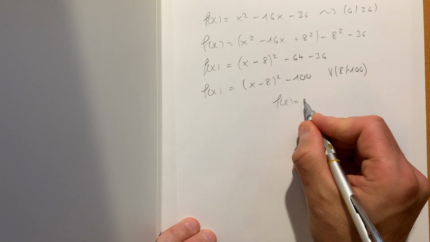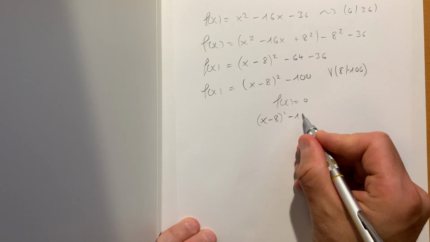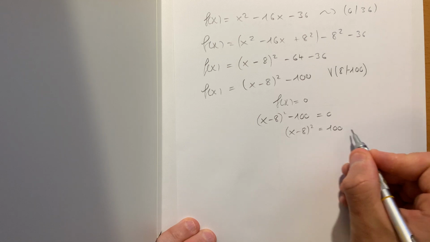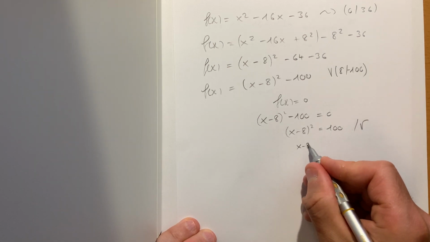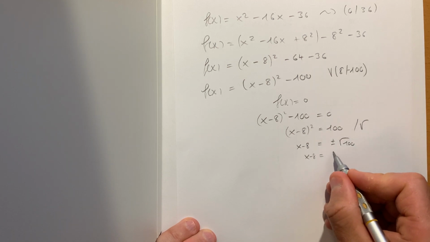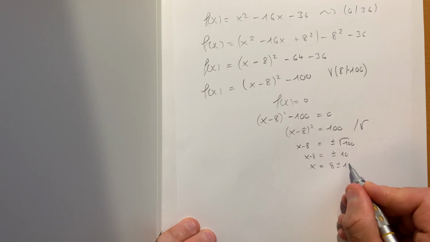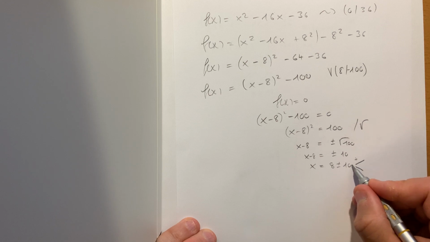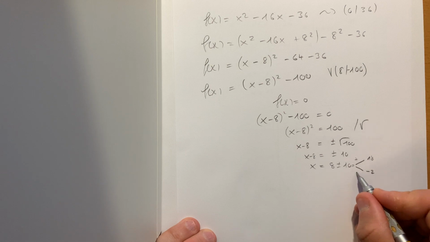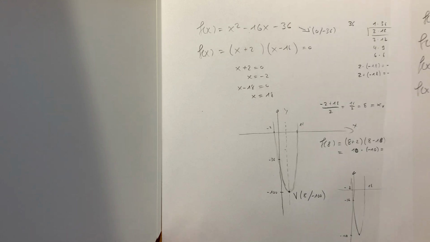So f of x is equal to 0. It's particularly simple here. x minus 8 squared is 100. Now you take the square root, so x minus 8 is plus minus the square root of 100. x minus 8 is plus minus 10. x is 8 plus minus 10. With the plus, you get 18, and with the minus, you get minus 2. So you would have got everything you get here.